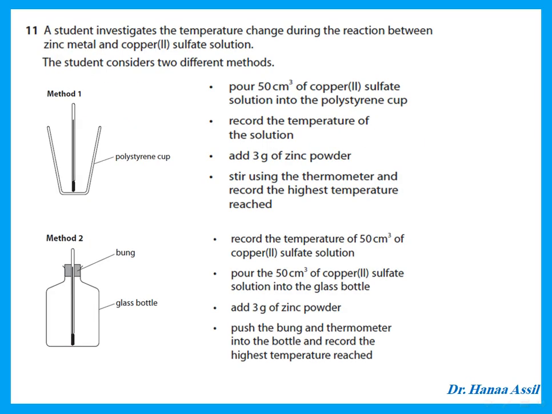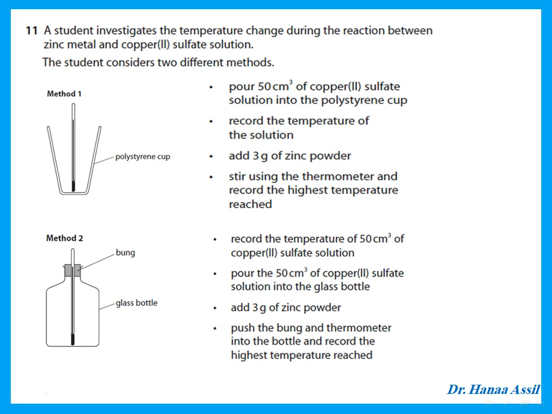A student investigates the temperature change during the reaction between zinc metal and copper sulfate solution. The student considers two different methods. So the first method, he used a polystyrene cup. He put 50 centimeter cubed of copper sulfate into a polystyrene cup, recorded the temperature, added zinc powder, and stirred using the thermometer and recorded the highest temperature.